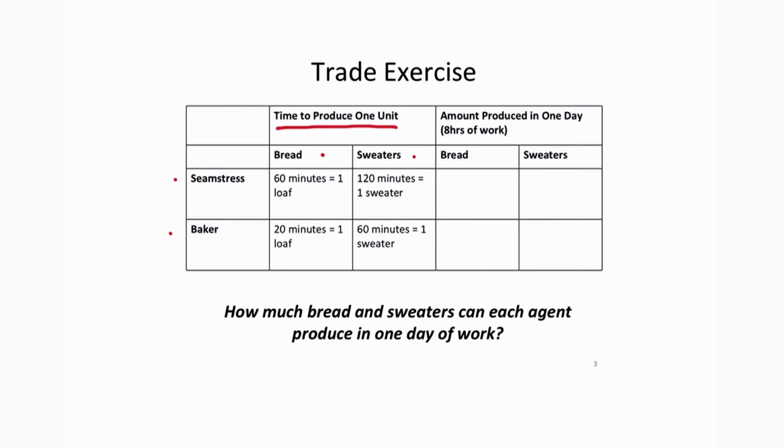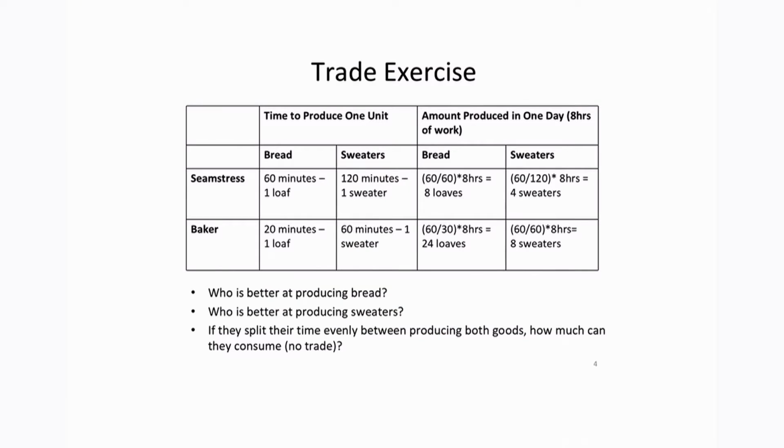Now, how much bread and how many sweaters can each agent produce if they dedicate an entire day to the production of each good? We're going to assume that they work 8 hours in one day. So what do we have to do here? We take the amount that they can produce in one 8-hour day. So for bread, we're going to take the 60 minutes in 1 hour, divided by the total amount of time that it takes her to make one loaf of bread, 60 minutes, multiplied by 8 hours, she can make 8 loaves of bread.